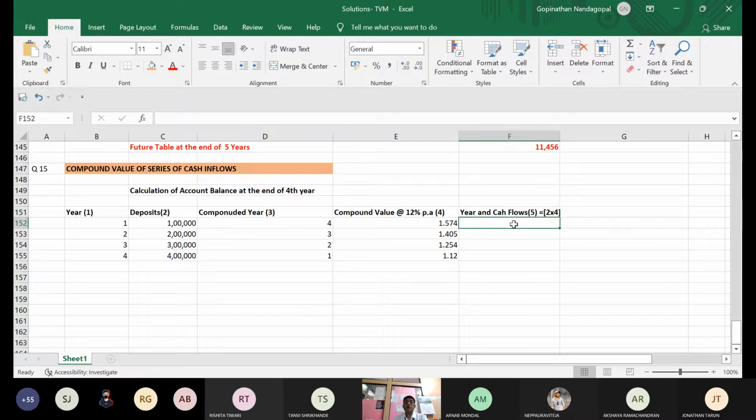Multiply this, first case, how much do you get? 2 into 4, 1 lakh into 1.574. 1,57,400. Sorry, 57,400. Okay, next.